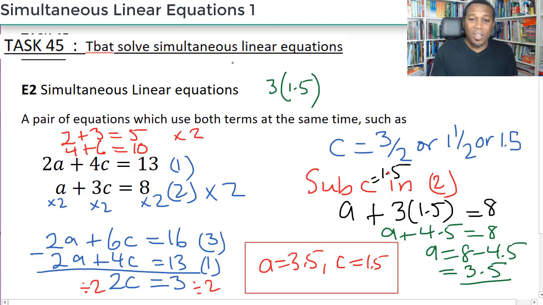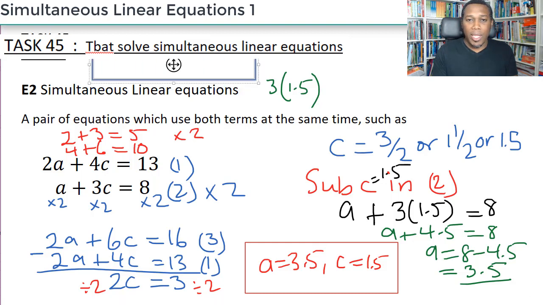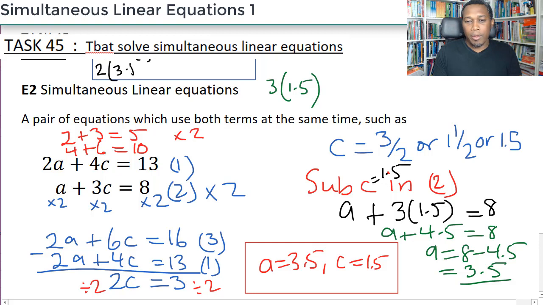So we're gonna do checking one. I'll just put it up here because I'm cramped for space. So I'm gonna do the check in equation one, substitution in equation one. That means I got 2. I'm gonna double the 3.5, and 3.5 and 3.5 is 7.